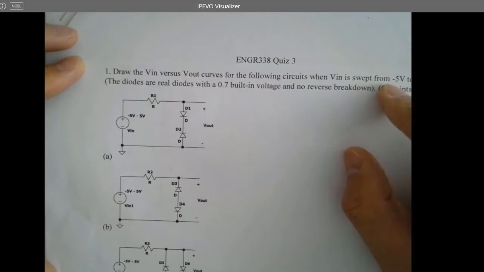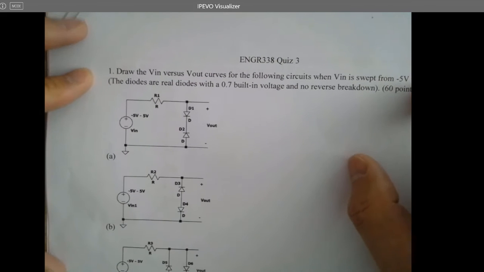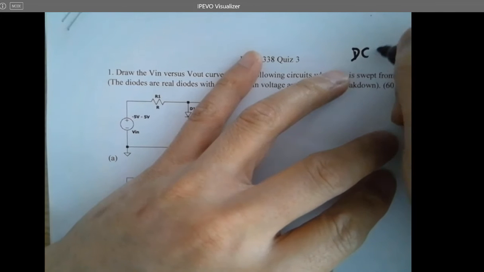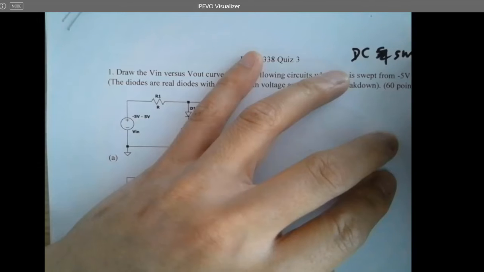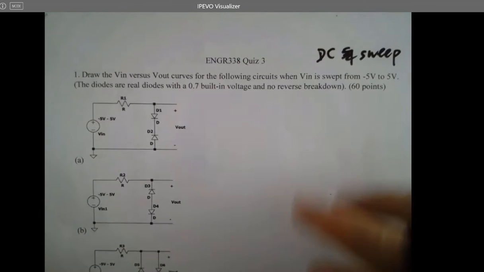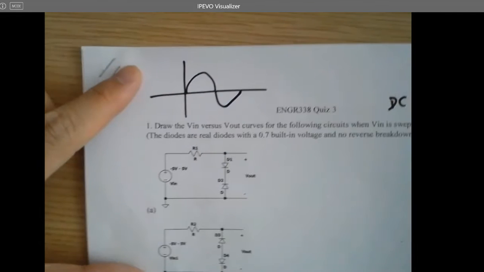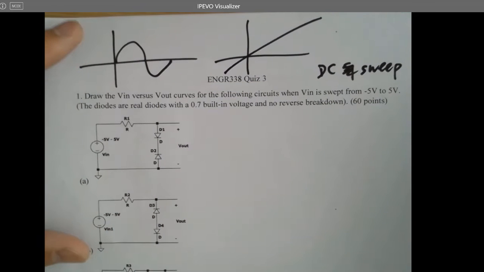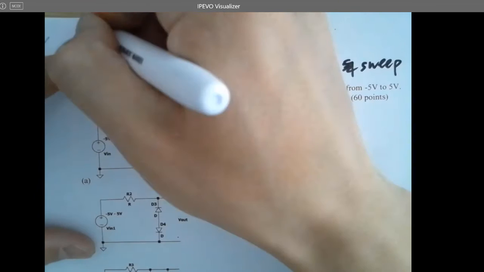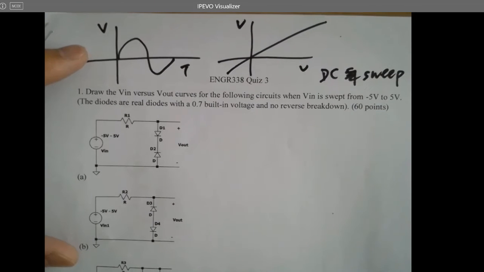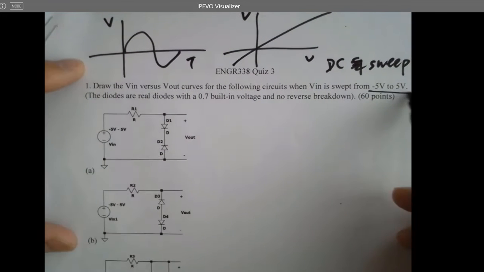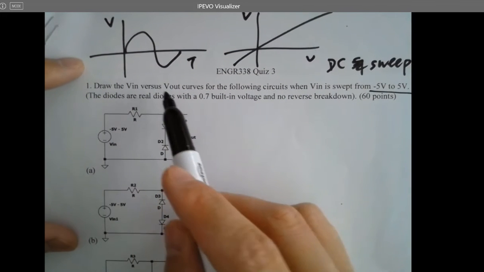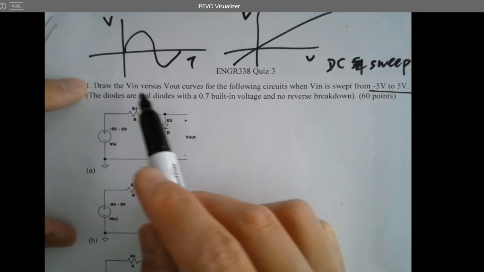V is swept from -5 to 5. I didn't say this is a sine wave. It's not a peak-to-peak voltage. This is a DC voltage, a DC sweep. That's a DC analysis, right? So if you draw this, what's the x-axis? Time? DC sweep. What's the x-axis? Voltage, right? DC sweep, V versus V, not time. Different. And since this is changing from -5 to 5, you are supposed to draw the IV curve. Is that the IV curve? Yeah, V in versus V out.